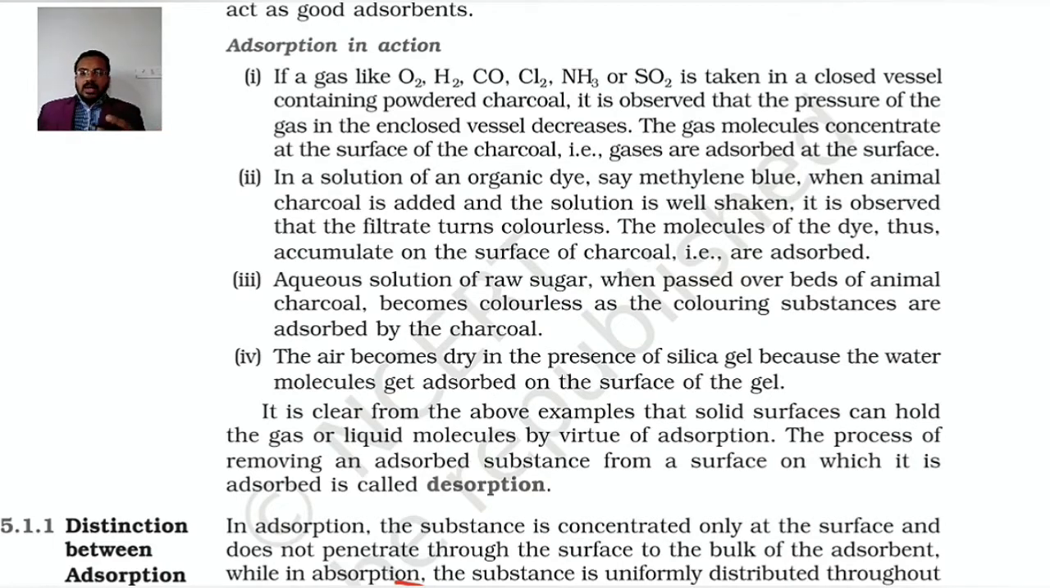The last one: the air becomes dry in the presence of silica gel because the water molecules get adsorbed at the surface of the gel. This is another interesting example. Whenever you buy an electrical appliance, like a computer, inside the package you can see a silica gel package. Or if you buy a leather shoe, you can see silica gel inside that. So what is the purpose of it? Have you ever thought of it?